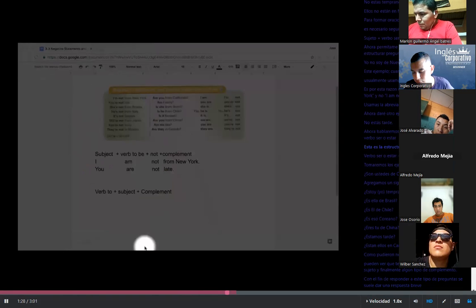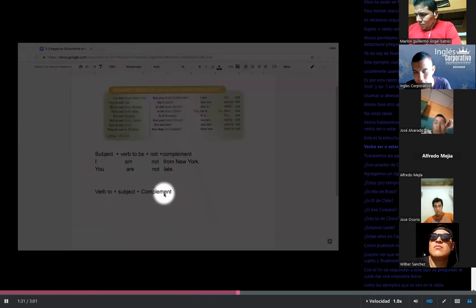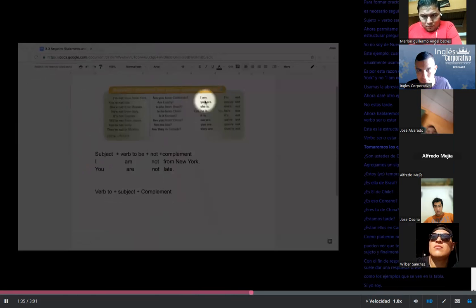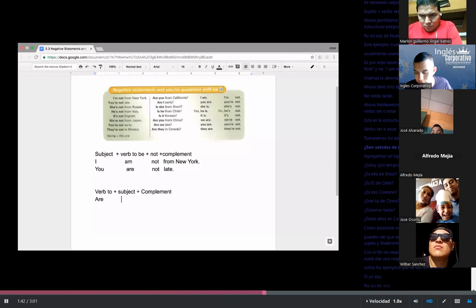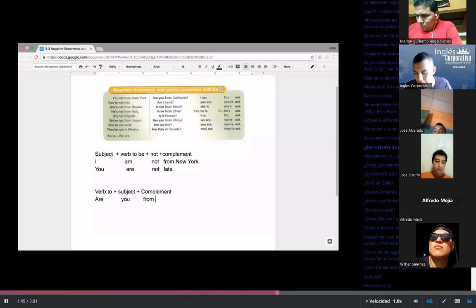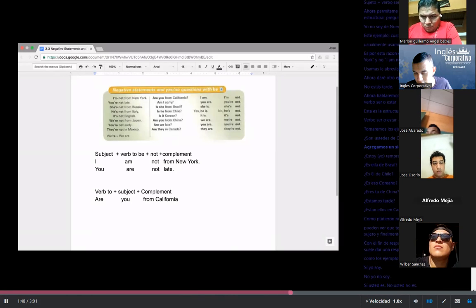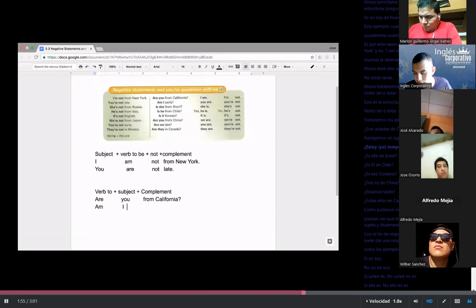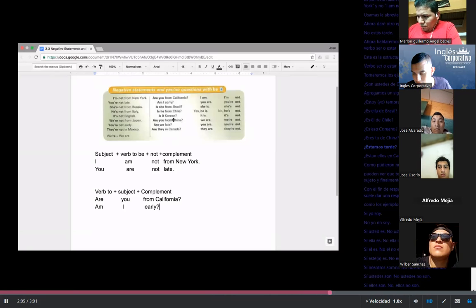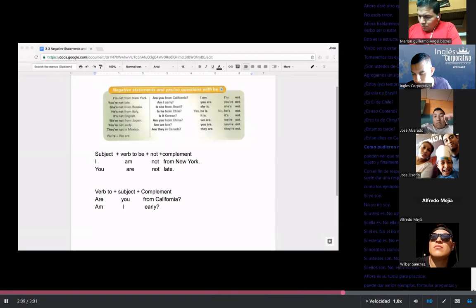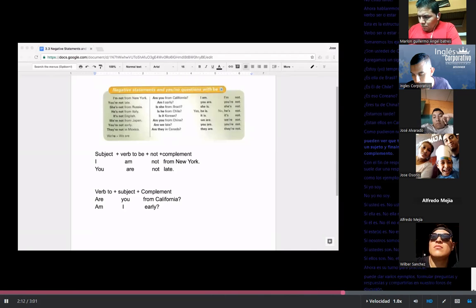Now let me talk about making questions with the verb to be. This is the structure to follow: verb to be plus subject plus complement. We're going to take the examples from this chart. So, are you from California? And then put a question mark at the end. Am I early? Is she from Brazil? Is he from Chile? Is it Korean? Are you from China? Are we late? Are they in Canada? If you notice the examples above, you can see that we have the verb to be, then the subject, and finally some kind of complement.